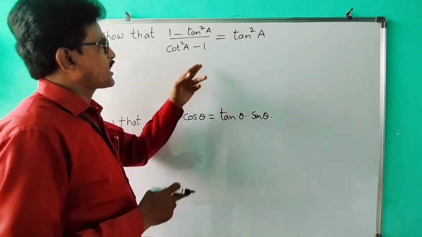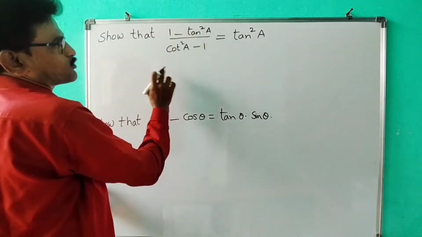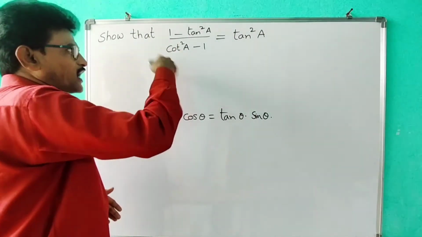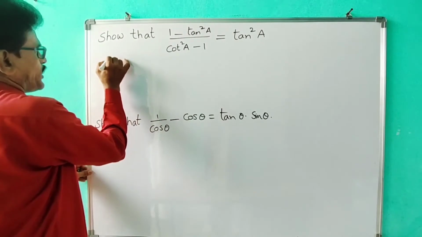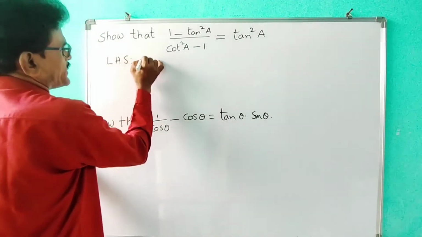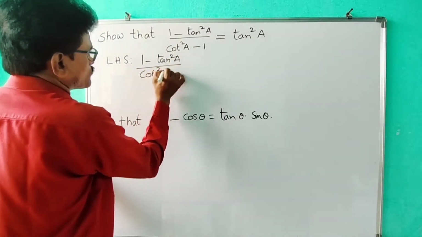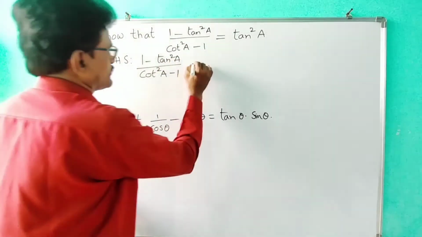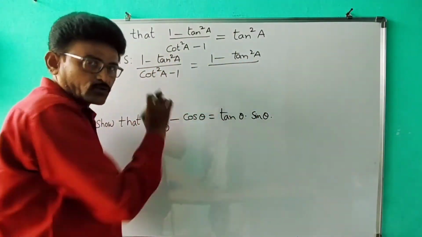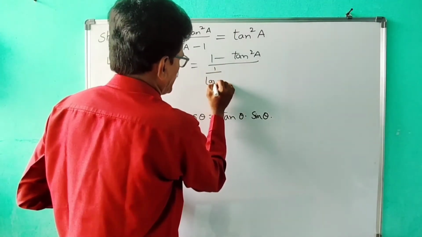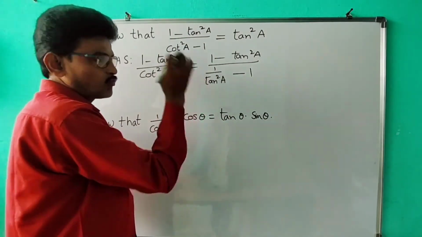(1 minus tan square A) by (cot square A minus 1) is tan square A. How to show this one? Here tan square A is there, here cot square A is there. We will convert cot square A into tan square A because the RHS is also tan square. So now I am taking LHS. What is LHS? (1 minus tan square A) by (cot square A minus 1). I am writing LHS as it is. This is nothing but 1 minus tan square A by, cot square A I am writing as 1 by tan square A, minus 1.